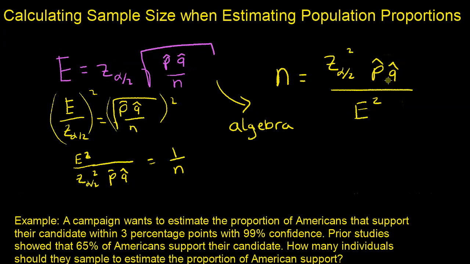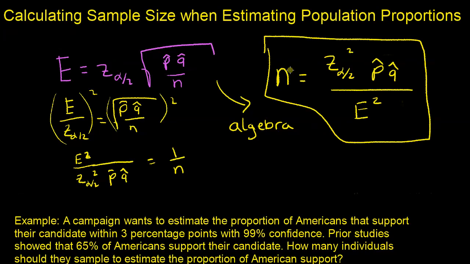in order to get from one equation to the next. So these two equations are exactly the same. It's just one is solved for e and one is solved for n. This is the equation that we can use in order to determine the sample size given a particular confidence level, which would be given by the critical value here, and given a particular margin of error. And also we will need to know some estimates of what the sample proportion may be.